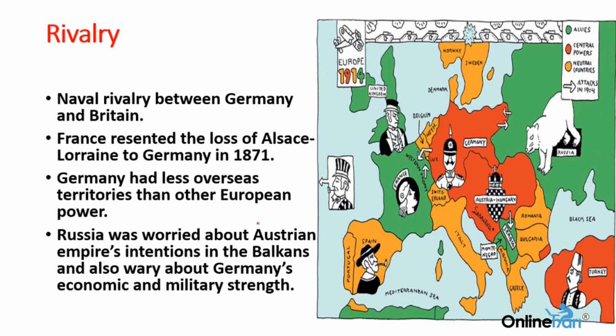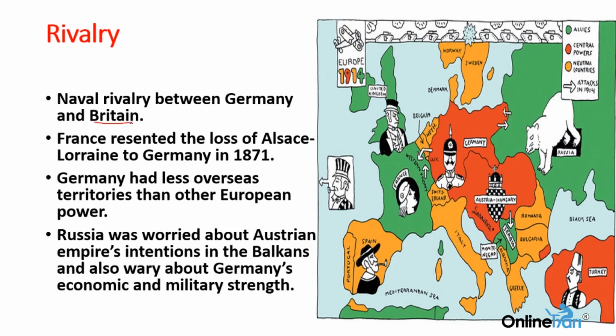Now see, rivalry. European countries were each fighting with each other in some aspect. So there was a naval rivalry between Germany and Britain. What happened was that at the start of the 20th century, Germany geared up to manufacture more and more battleships, but still it was far behind Britain.